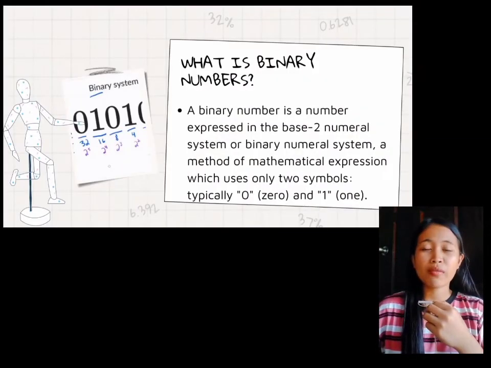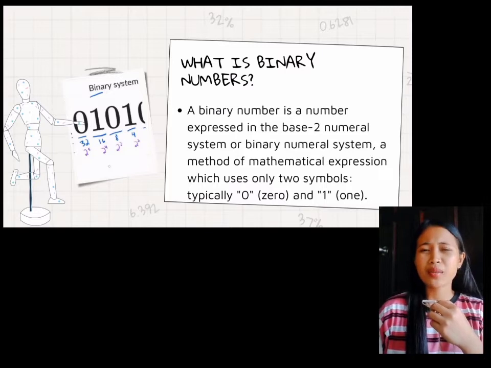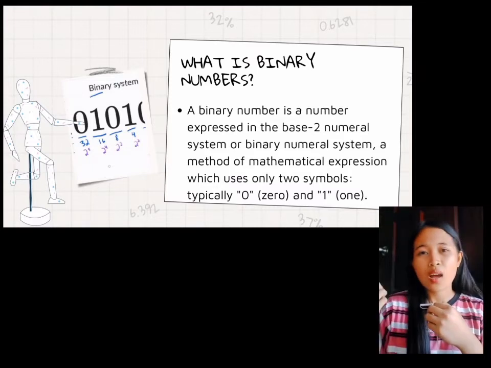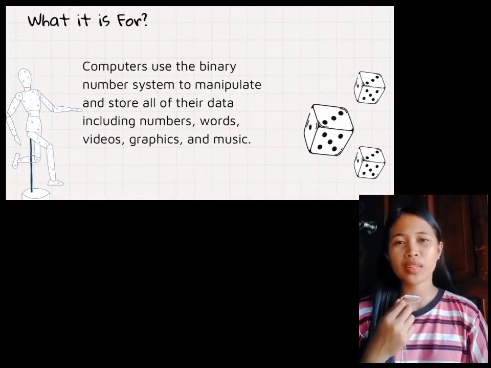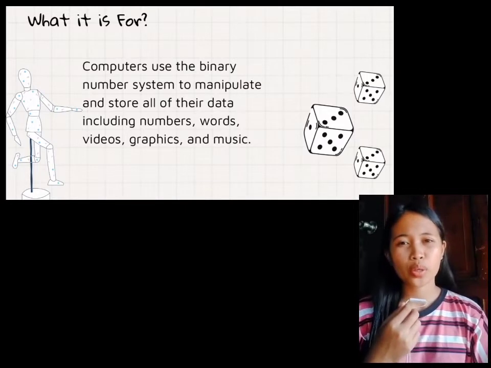Second, what is a binary number? A binary number is a number expressed in the base 2 numeral system or binary numeral system, a method of mathematical expression which uses only two symbols, typically 0 and 1. What is it for? Computers use the binary number system to manipulate and store all of their data, including numbers, words, videos, graphics, and music.